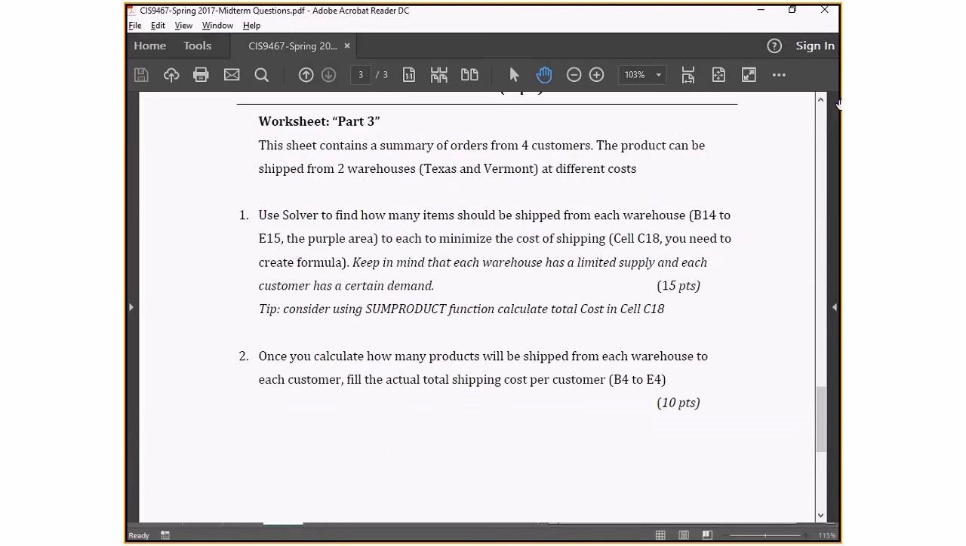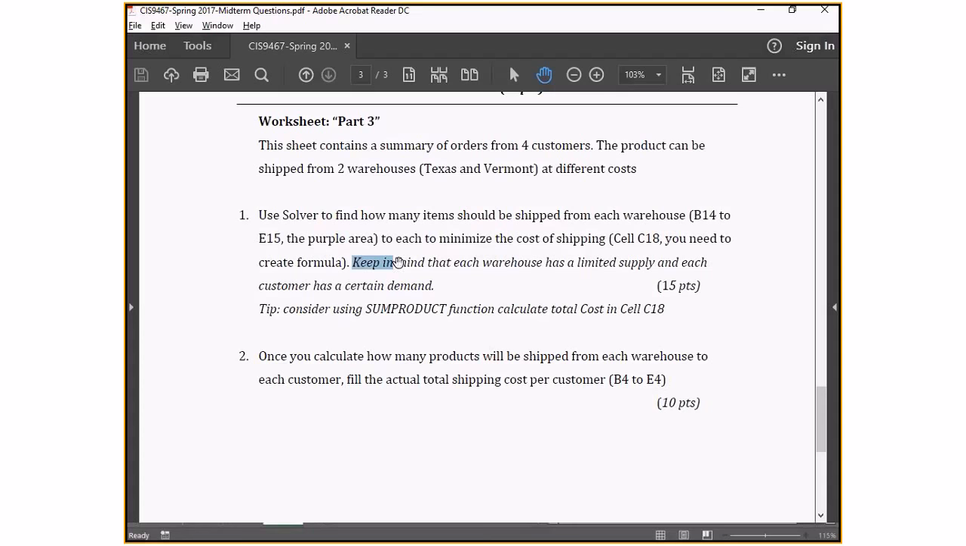Okay. So use Solver. This sheet contains a summary of orders for customers. The product can be shipped from 2 warehouses, Texas and Vermont, at different cost. Use Solver to find how many items should be shipped from each warehouse, as specified in the cells B14 to E18, the purple area, to minimize the cost of shipping, which is cell 18. You need to create the formula. So the formula is not there.